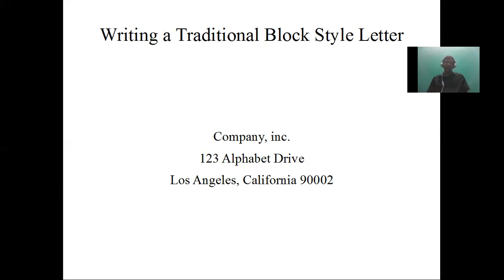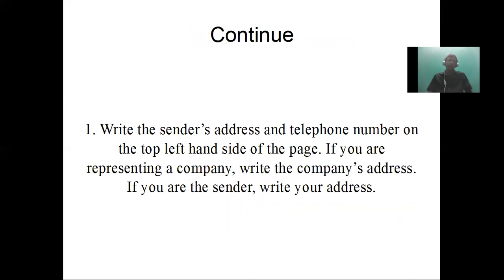123 Alphabet Drive, Los Angeles, California. This is an American company. Okay, so it is written in this way. Write the sender's address, the address from which the letter is coming, and telephone number. You can put the telephone number on the top left. Remember, top left hand side of the page.